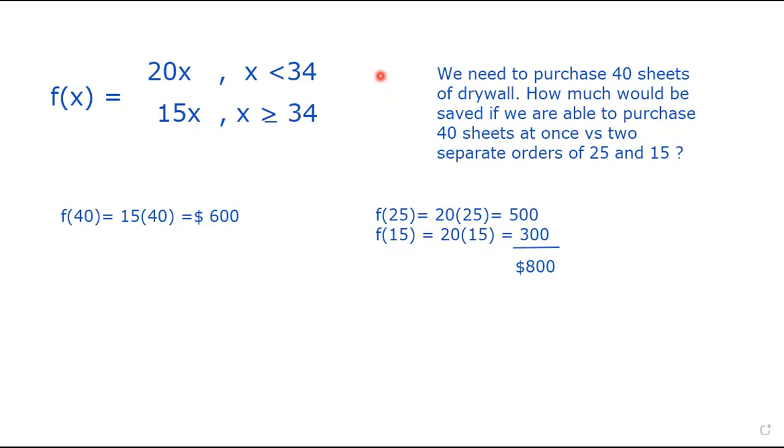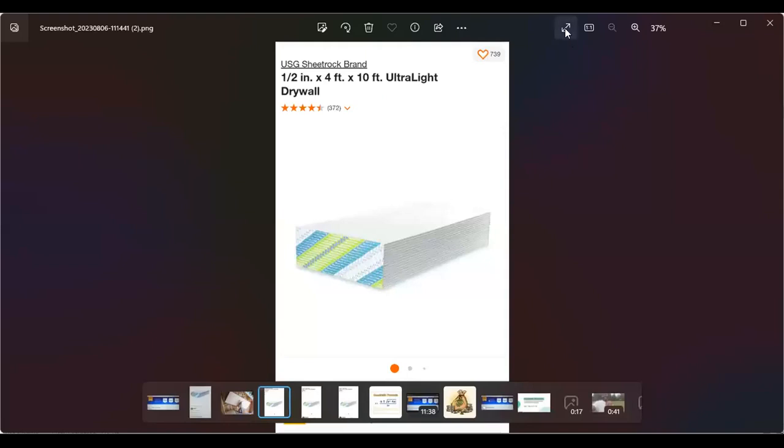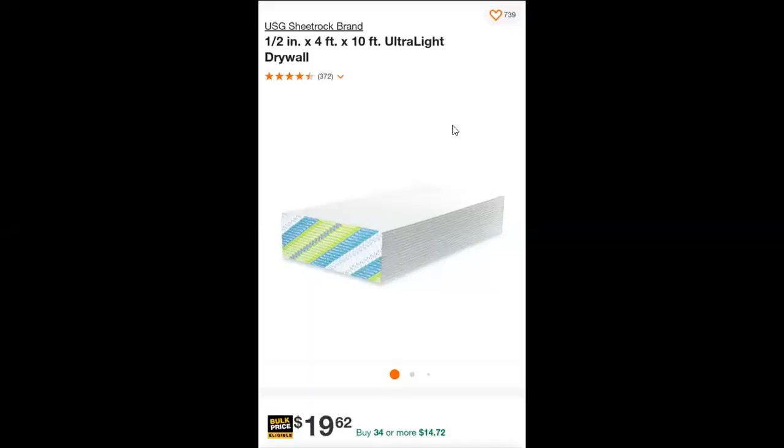And like we said, this is a real ad. Okay, it's when we can see it: 1/2 inch by 4 foot by 10 feet ultralight drywall. And we can see at the bottom where it says bulk price eligible. So this is a real problem, and it's just a good example of the way it's used in everyday life settings.